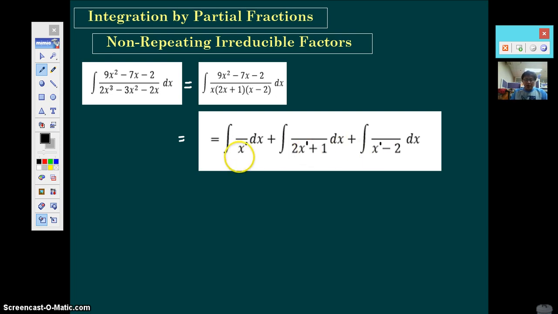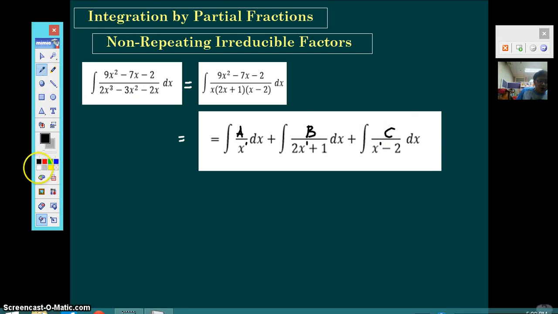Now, in decomposing this fraction into these three fractions, the numerator will have a degree that is 1 less than the denominator. So if the degree of the denominator is 1, then you make the numerator 1 degree less. So the degree is 0, meaning the numerators of these three fractions will be constants. And let's have them as A, B, and C. So all we need to do is to solve for the values of A, B, and C.